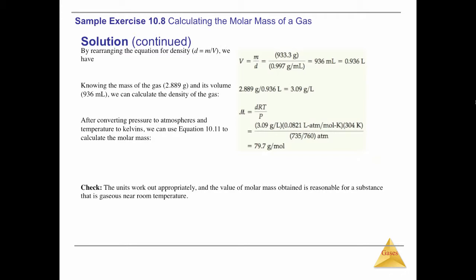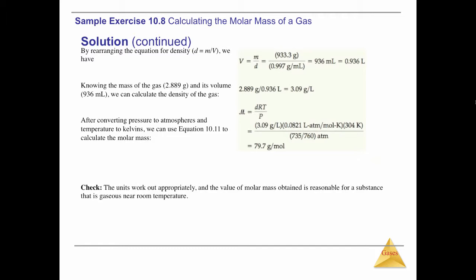Knowing the mass of the gas, 2.889 grams, and its volume, 936 milliliters, we can then calculate the density of the gas, mass divided by volume, or 3.09 grams per liter. We're going to be using the equation molar mass equals density times R times T over P. So we just figured out that the density of the gas is 3.09 grams per liter. We're using the gas law constant 0.0821 liter atmospheres per mole Kelvin. Notice that my units are all in agreement and they're going to be canceling out.